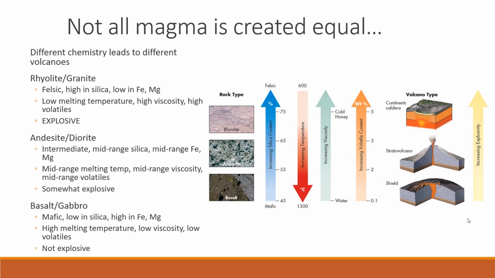So again, basalt and gabbro are mafics. They are low in silica, but they are high in iron and magnesium. Because of that, they have a high melting temperature, they have a low viscosity, and they have low volatiles. So they tend to flow very easily. They're not very explosive. So these are things like Hawaii. We call these shield volcanoes. We don't tend to have massive eruptions with these types of magmas. So depending on your chemistry, you're going to get a very different type of volcano. I will talk about all these volcano types throughout the lecture today.